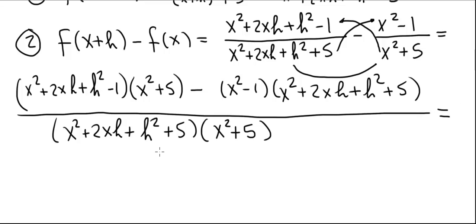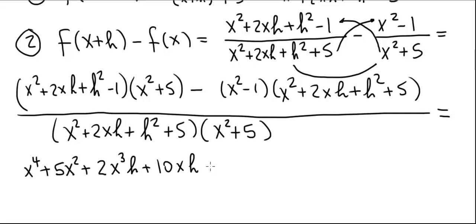So let's go ahead and multiply through. We have x squared times x squared becomes x to the 4th. x squared times 5 is 5x squared. 2xh times x squared becomes 2x cubed h. 2xh times 5 becomes 10xh. h squared times x squared is exactly that, x squared times h squared, and h squared times 5 is 5h squared. Now we have to multiply by negative 1, that's minus x squared and minus 5.